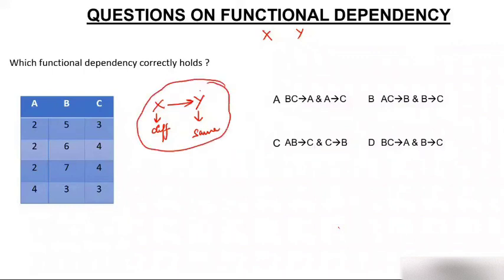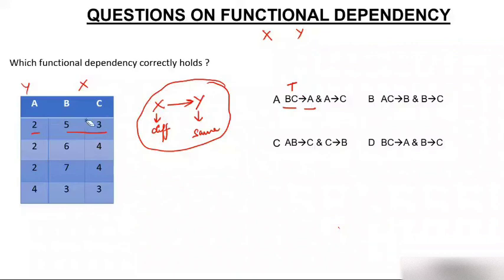Fine. So let's start. BC to A, BC to A, with values 5 3 6 4, 7 4 3 3. All the x are different. So this is now x and this is y. All the x are different, so definitely BC to A will hold. This is true. Fine.